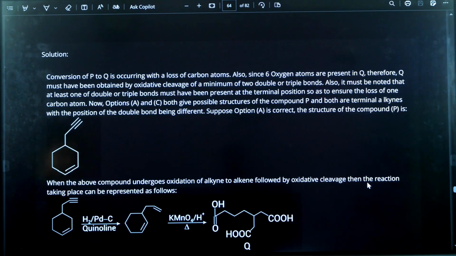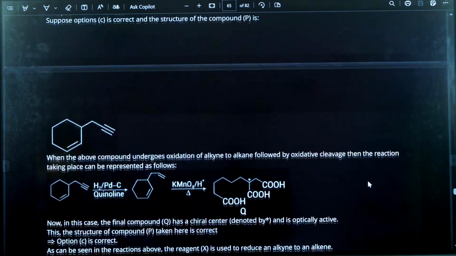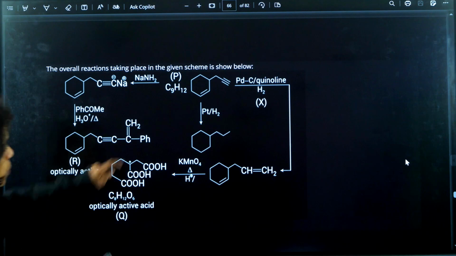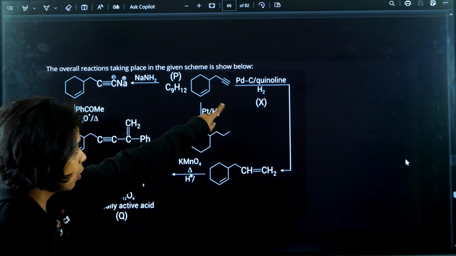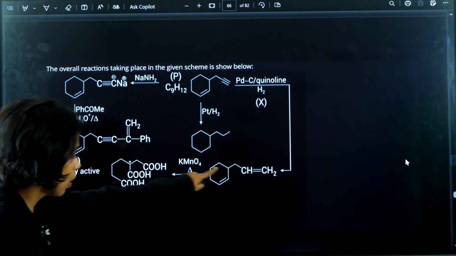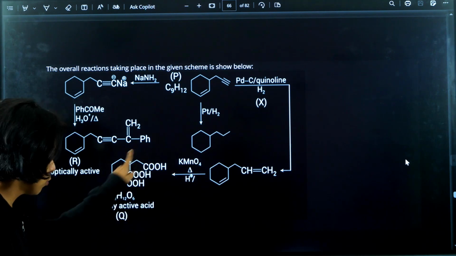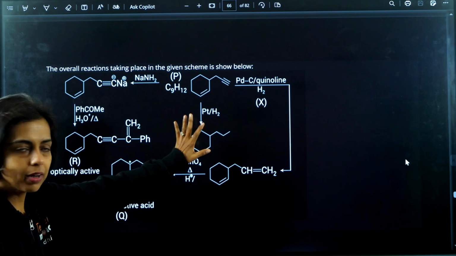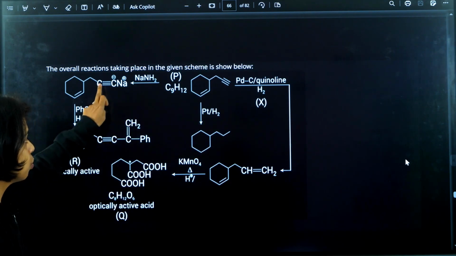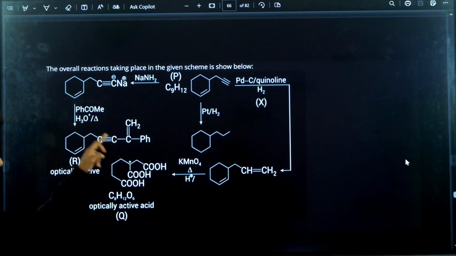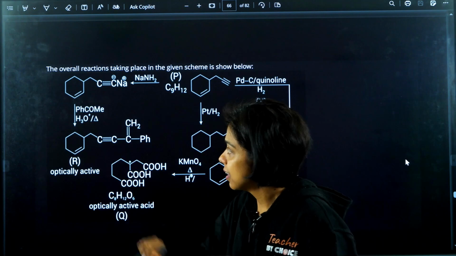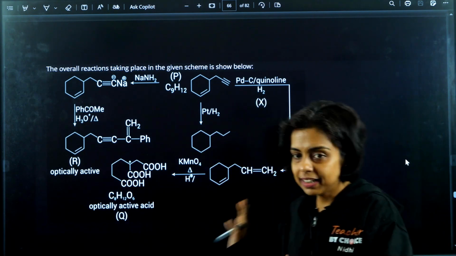Got it? Done? So you can check in the solution also, and of course see the reaction. So this is P with Pd/C and quinoline. Your triple bond gets converted to double bond. On oxidation with KMnO4 you'll get optically active, and same with platinum, all the double and triple bonds will get converted to single bonds. Hydrogenation happened, and on adding NaNH2 this will happen, and then the nucleophilic addition will take place, and finally this product, which is again an optically active compound. So this was the C, that is satisfying the entire scheme.